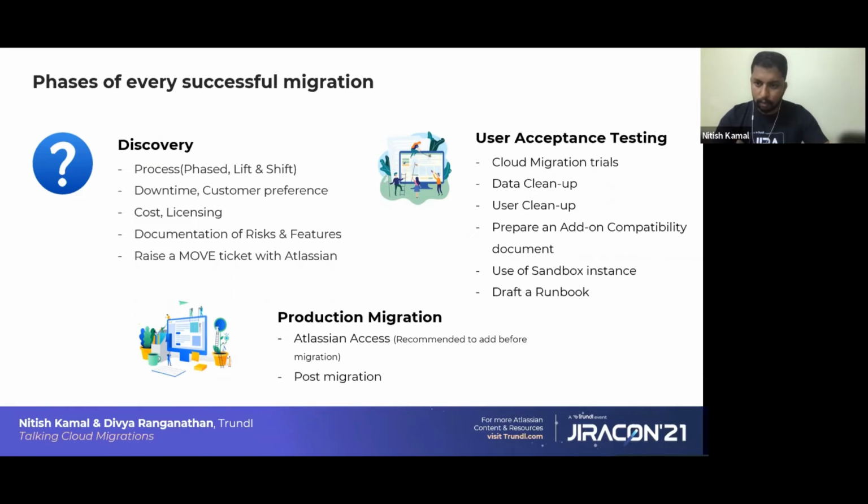What Divya mentioned about email IDs is, on server, there is a scenario where you can create multiple users with the same email ID. For example, I can create n number of email IDs or user accounts using my email ID nitish@trundle.com. Whereas if you want to do the same on cloud, Atlassian doesn't let you do that, since email is a unique identifier instead of username.